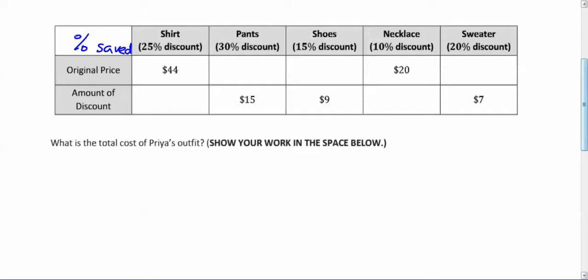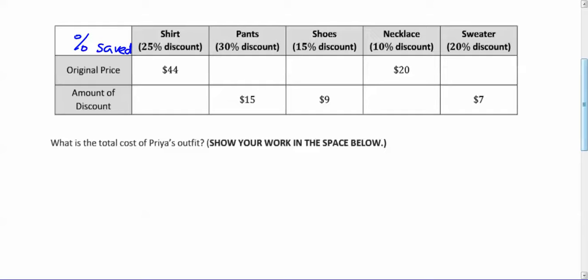85. They're all being super shy and just mouthing the words. All right, a necklace, if it's 10% off, that means she's paying 90%. And if a sweater is 20% off, she's paying 80%. Very good. All right, so percent saved.